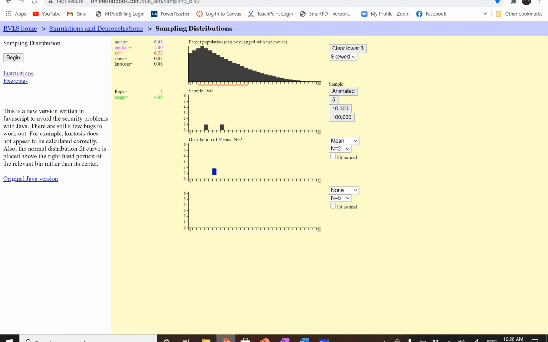So if I animate, I take a sample of 2 data points from that population and take the mean. Then I can do it again, take the mean. Now, we don't want to watch this over and over again, but let's say I take 10,000 samples. So I took 2 data points from my parent population, found the mean, and then in the blue is if I did that 10,000 times. You'll notice this is still skewed like the population, which is not what we want.